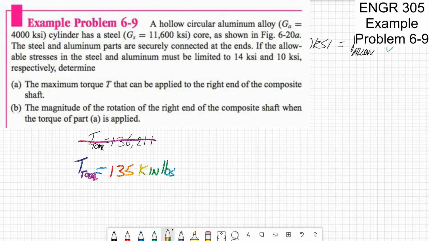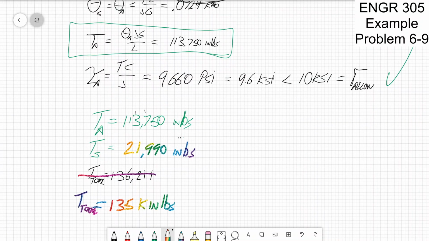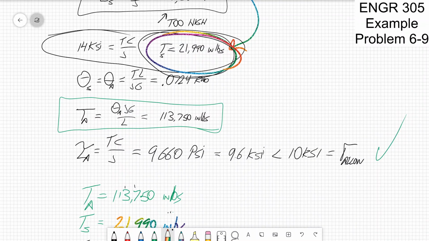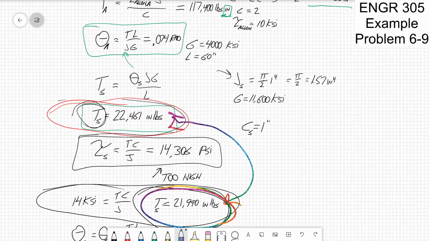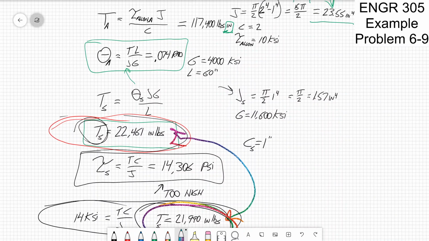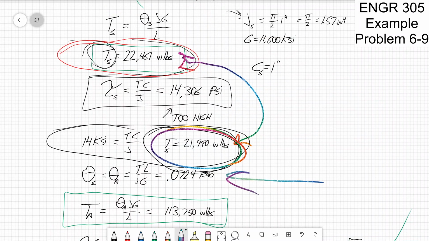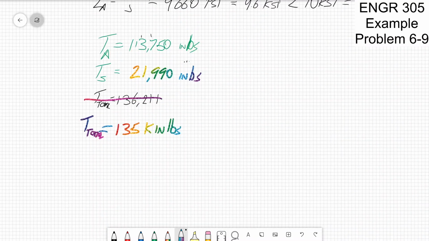What's the magnitude of the rotation? Well, we solved that actually two times. The second time we solved it is right there. That is the lower of the two. The other one was 0.074, which was too high. We wound up getting 0.0724. So that is the rotation, part B. Theta is equal to 0.0724 radians. All right, there we go.